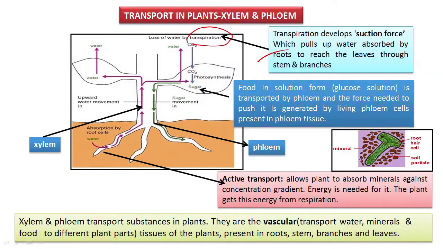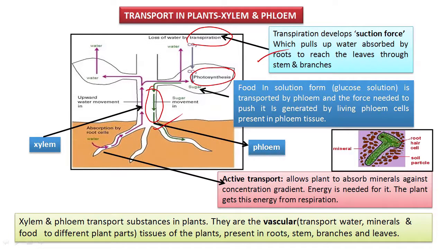the water is absorbed from the root hairs of the roots and it passes through the xylem to the leaves of the plant. Then, through the process of photosynthesis in the presence of carbon dioxide and water, food is produced, that is, sugar. The plants do not take sugar directly. Food is transported in the form of a glucose solution by the phloem. This green arrow is the phloem, and the living cells of the phloem help it flow to different parts of the plant, even to the roots.